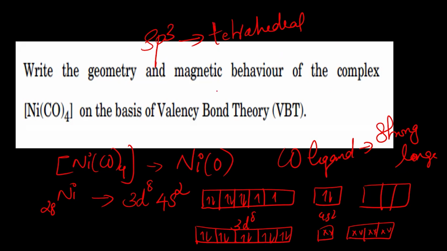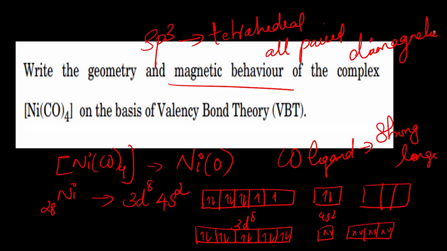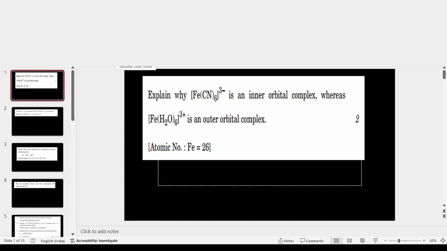And what about the magnetic behavior of the complex? See, here all are paired, right? All paired means what type of magnetic property does it have? So it is a diamagnetic complex. Okay, it is a diamagnetic complex. Yes, moving to the next question.